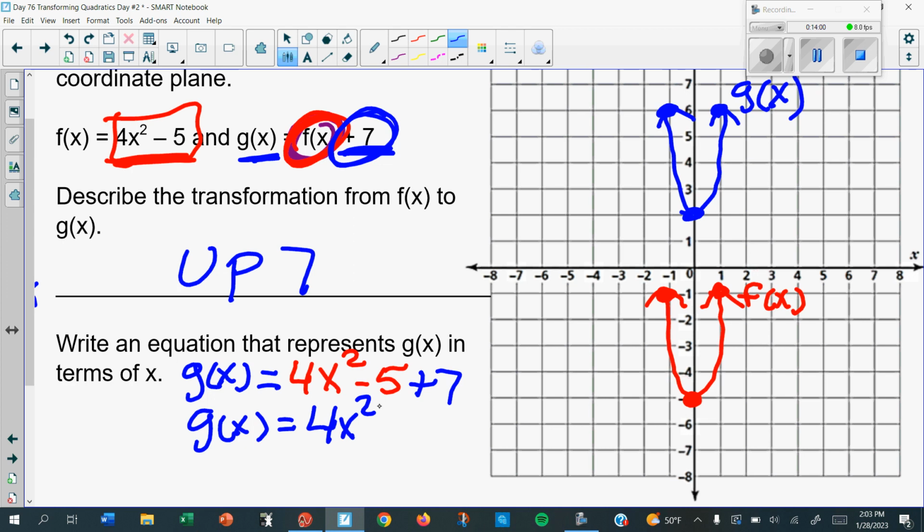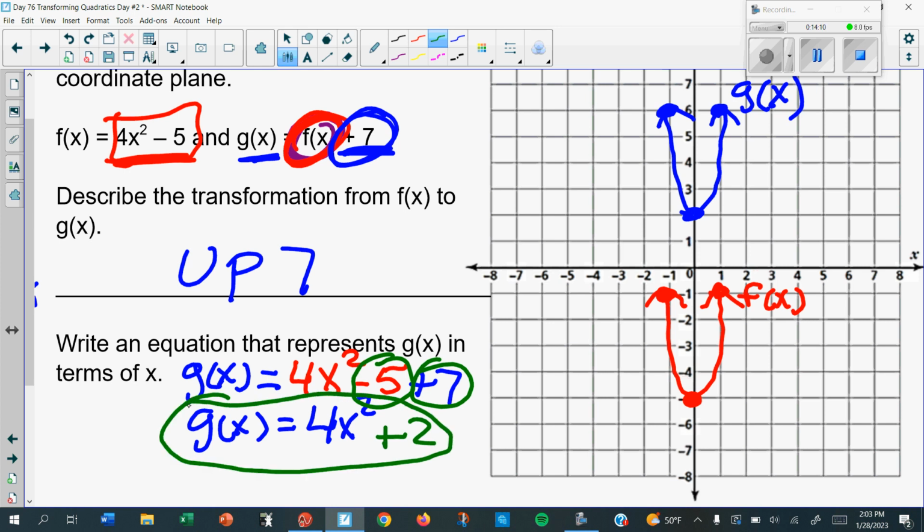And now let's combine like terms. -5 plus 7, and you get +2. So the new equation is, I know I'm getting messy, g of x equals 4x squared plus 2. And how do you know you did it right? Because you would just type it in, and you would see you just made the blue graph. So the basic ones, when you go up and down, are not terrible.